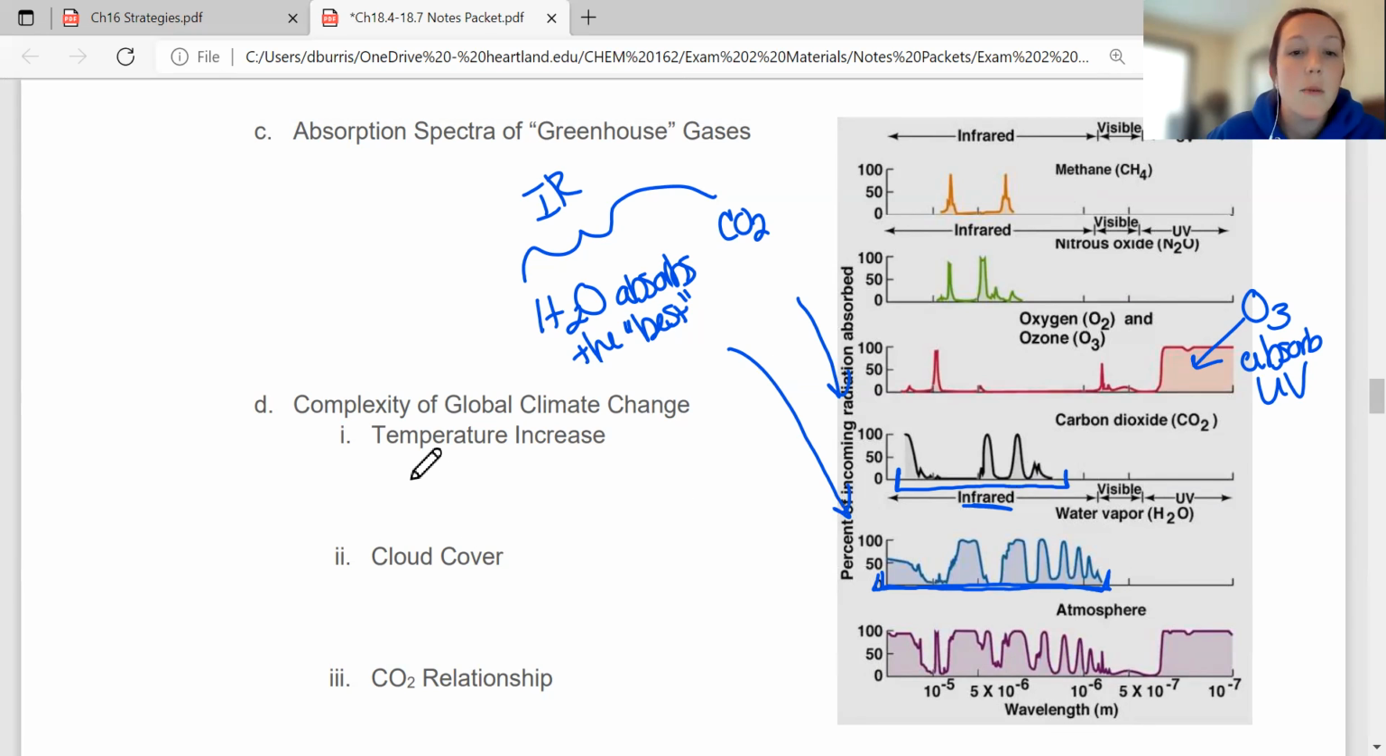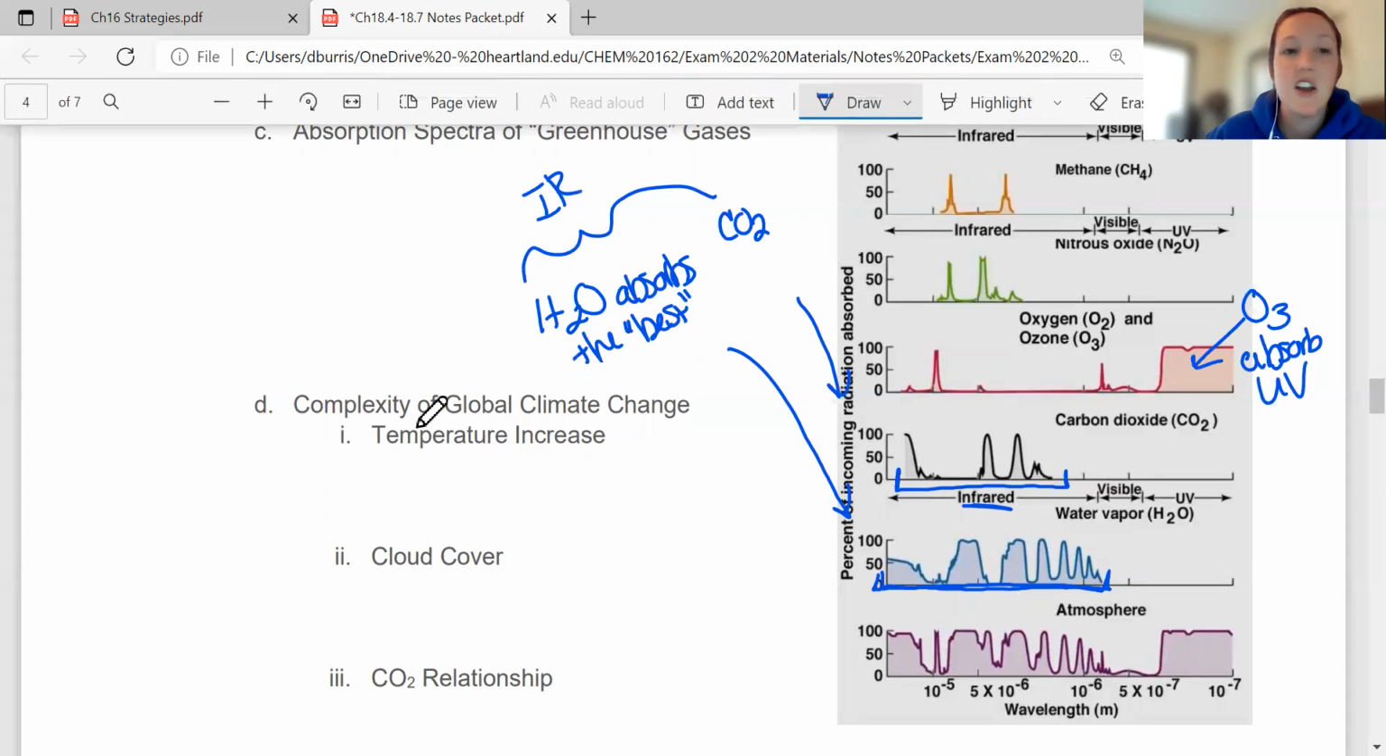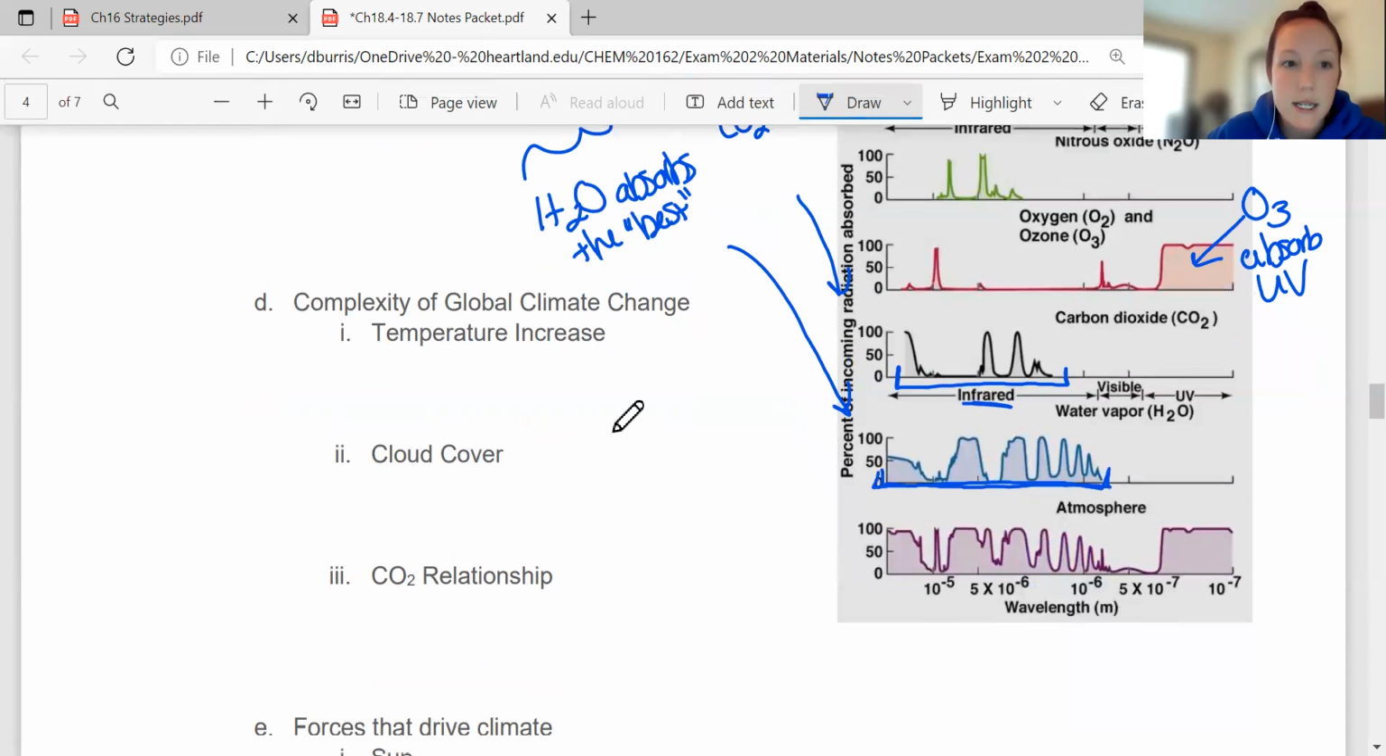Okay. Now I want to talk a little bit about how complex this is. A lot of people will latch on and be like, well, CO2 is going up, temperature is going to go up, or it's going to die. But it's a very delicate balance of a lot of factors. So there's a lot of projections out there. Like I know we've all heard about global climate change and the Earth's temperature increasing.